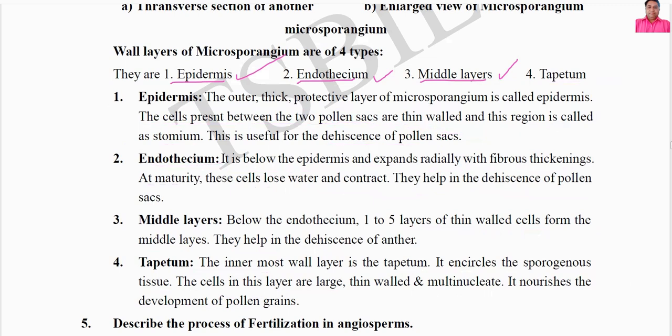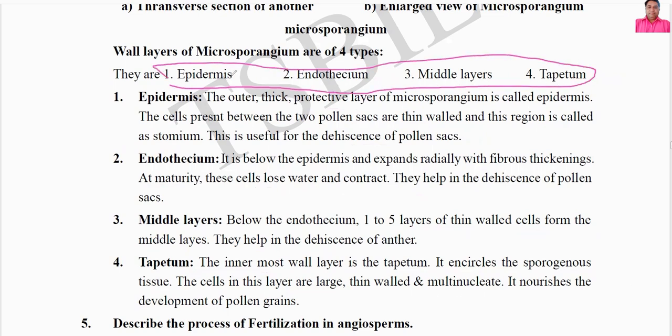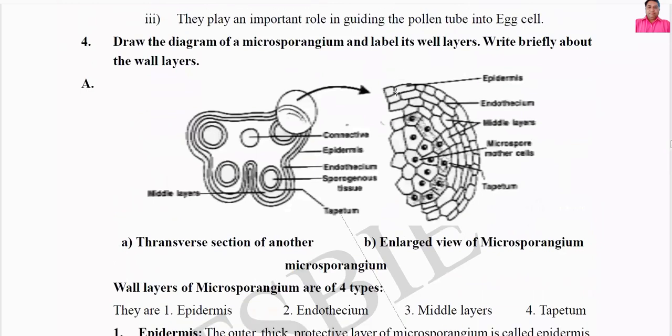You can see that the microsporangium consists of 4 wall layers. Number 1 is the epidermis. Number 2 is the endothecium. Number 3 is the middle layers, and number 4 is the tapetum. Now I will explain the picture.